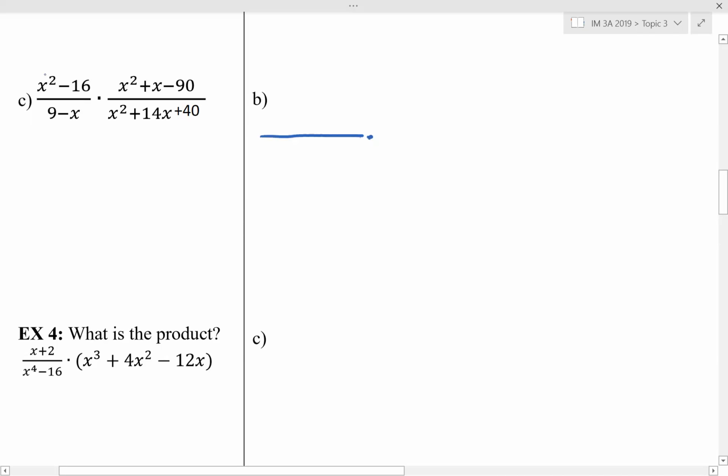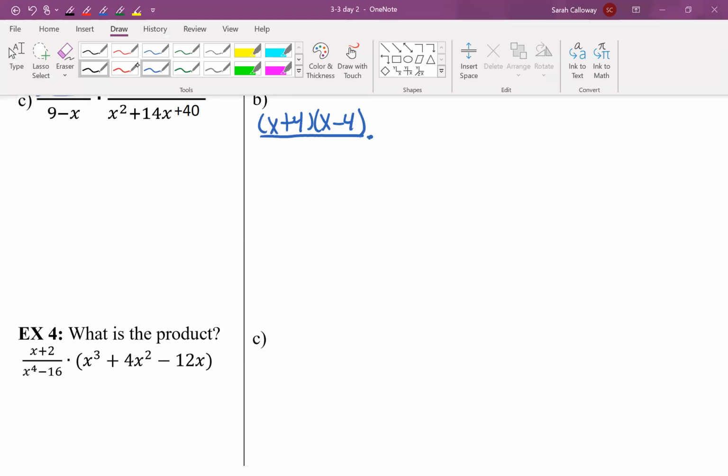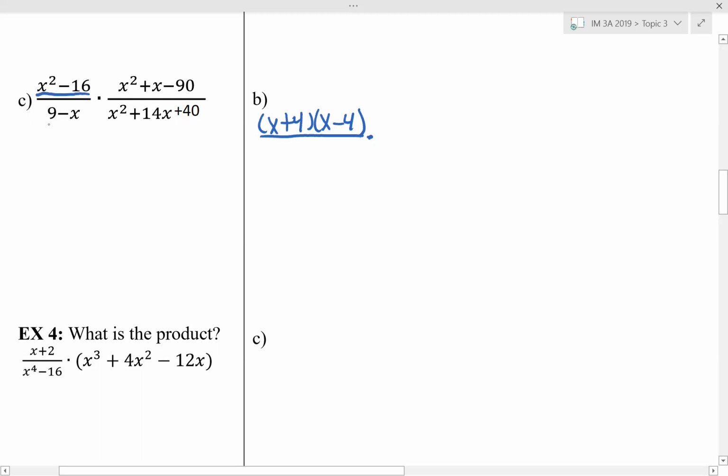Starting with this x squared minus 16, I know that that's a difference of two squares, and so this factors to x plus 4 times x minus 4. For the denominator, I want it to be in standard form when I factor, so I want to think about this 9 minus x as negative x plus 9. I always want to factor out any negatives if my leading coefficient's negative. So instead of 9 minus x or negative x plus 9, I actually want to factor this to be negative times x minus 9.